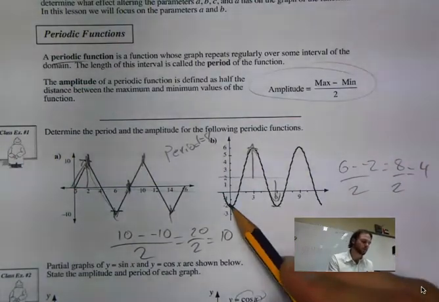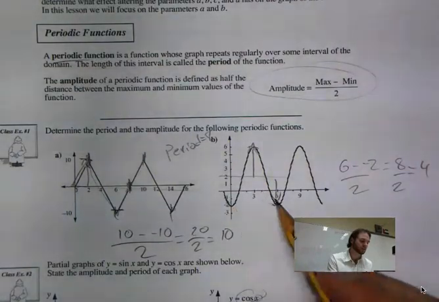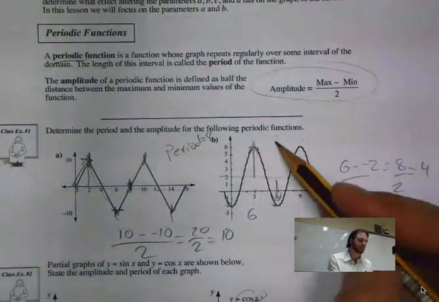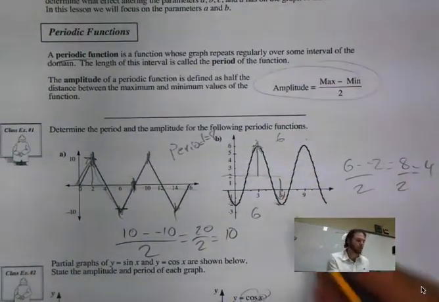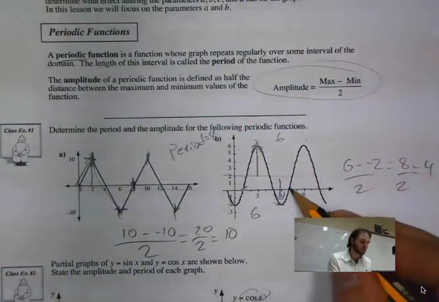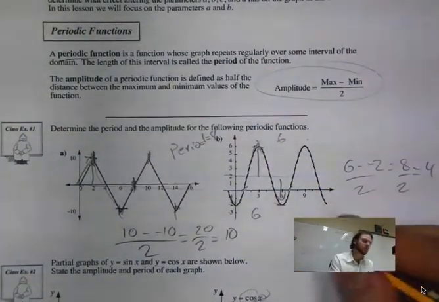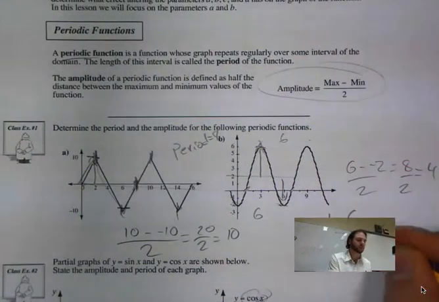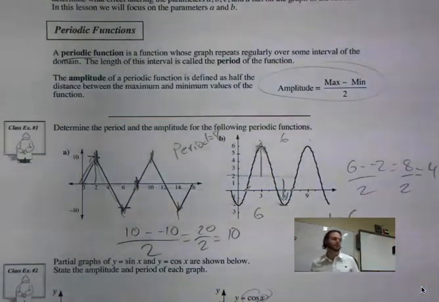Now let's take a look at this one. Find the period for this one. We're going from 0 to 6, so we have 6. Or we could go from 3 to 9, which is still 6. Or I could go from here to here, which is also 6, but it's a little bit hard to find. So my period for this one is equal to 6. It's just how long it takes for it to repeat itself.